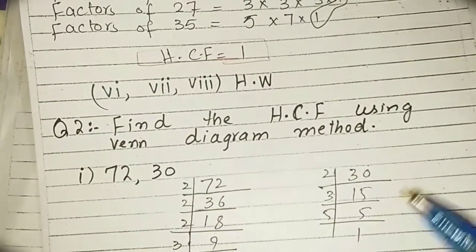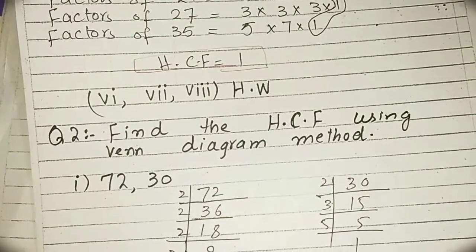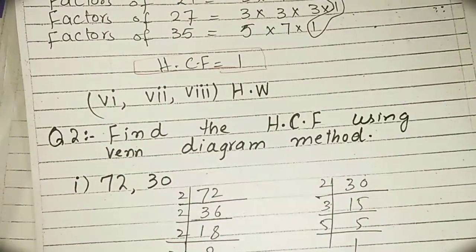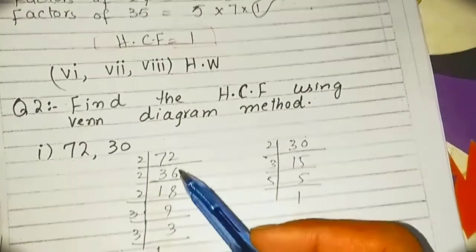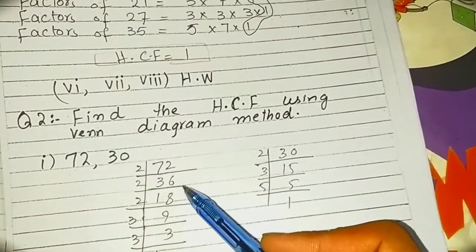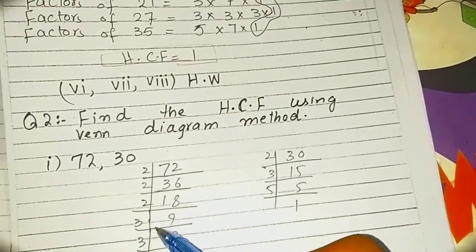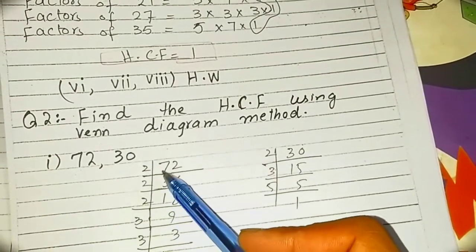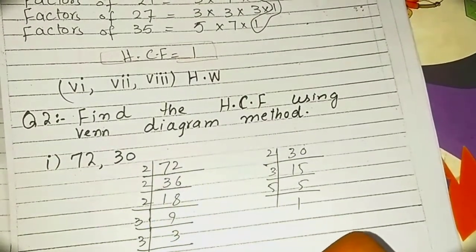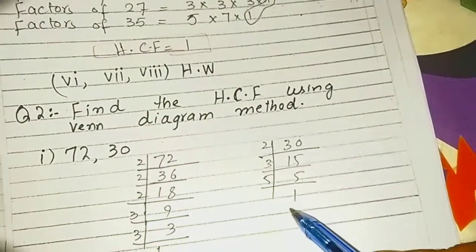Next, question number 2, find the HCF using the Venn diagram method. First of all you have to make the factors of these numbers and then you will draw the Venn diagram. Here part 1 is 72 and 30. So factors of 72 are 2 3 is 6, 2 6 is 12, 2 8 is 16, 2 9 is 18, 3 3 is 9 and 3 1 is 3. So factors of 72 are 2, 2, 2, 3 and 3. Next factors of 30 are 2 15 is 30, 3 5 is 15 and 5 1 is 5.